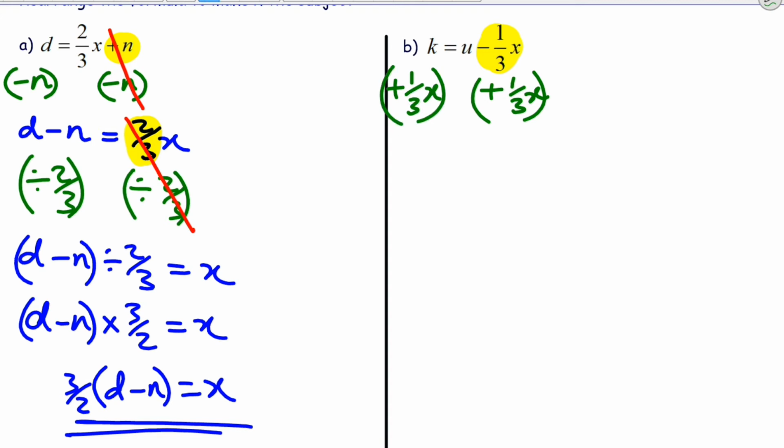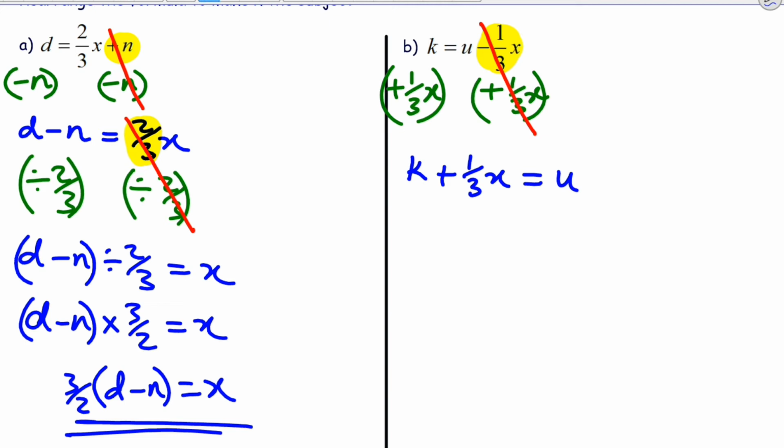Okay. Now, negative a third x plus a third x will be 0. So what we shall end up with is k plus a third x is equal to u. And you can see that the second equation is much better. We don't have negatives, which is better.